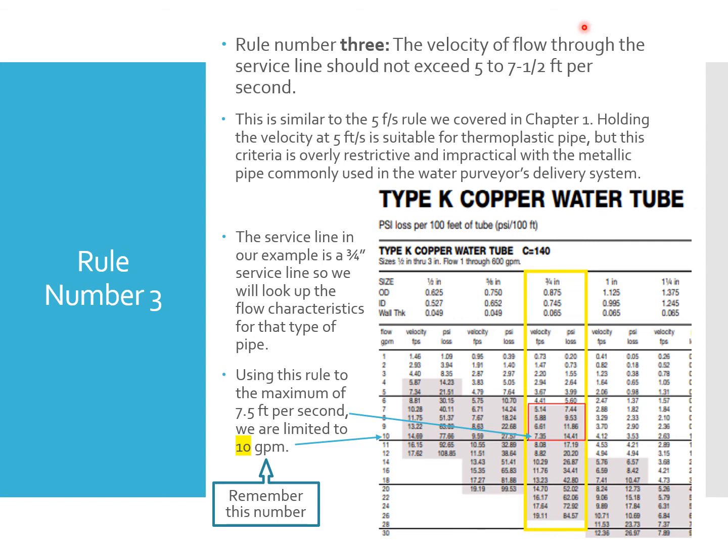But when it comes to water meters, that's not always the most practical way to do it. So what they're going to do is make an exception here for 7.5 feet per second for the flow of the water meter. In this chart, in the book, they originally talk about 3/4 inch pipe. So we're going to be looking at 3/4 inch pipe here, and using this 7.5 feet per second rule, we're going to look at the velocity column and find a number that falls under 7.5, and that happens to be right here. And in this case, it leads to 10 gallons per minute. So remember that number.